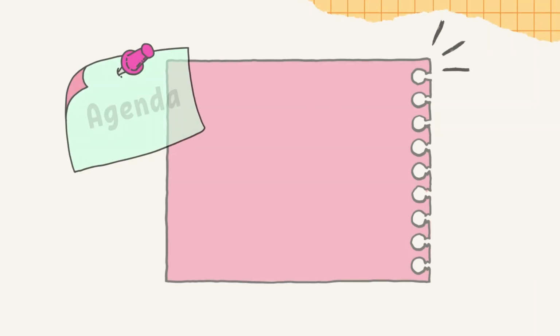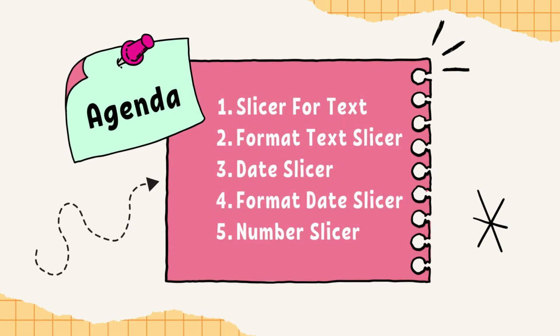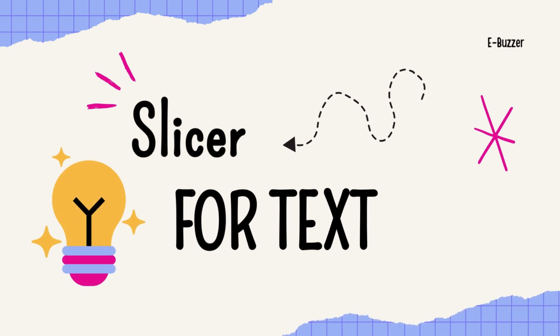Now, the topics we will be seeing in this section are how to create a slicer for text. We will format that particular slicer. Same, we will see the date slicer and then the formatting part for the date slicer, and lastly we will see how to work on the number slicer. Along with these topics, I'll show you what real-time challenges people face, where this can be used and how easily we can use it. Let us see how to work on a slicer for text.